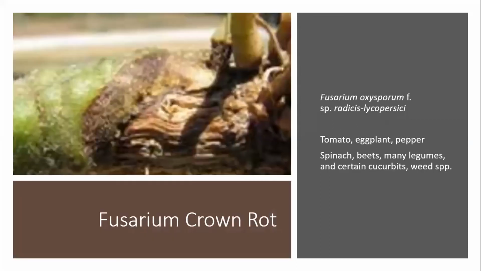Another Fusarium. This is a different Fusarium. I'm sorry, Fusarium Crown Rot. So this is a different form of specialis, and it is in the literature. It is very specific to tomato, eggplant, and pepper again. But studies have shown that it can also move to spinach, beets, legumes, cucurbits, several weed species. So this is one that might be of concern for us.